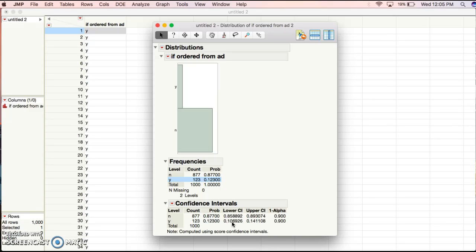And on to part B. So basically, for our 90% confidence interval, we know that our answers are going to be from the 10.7 range to the 14.11 range.